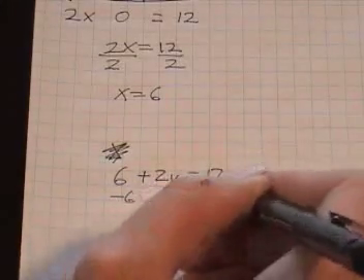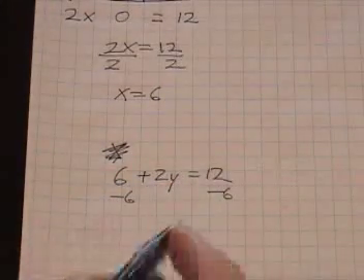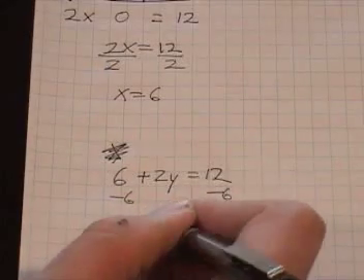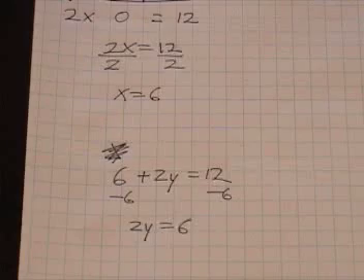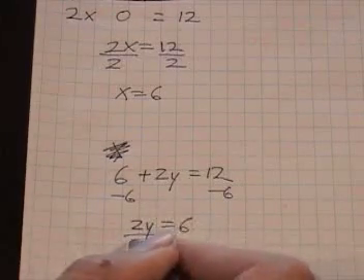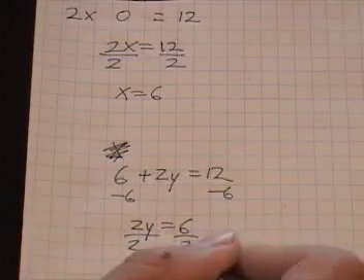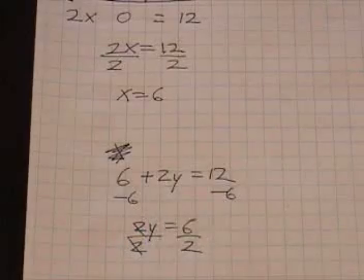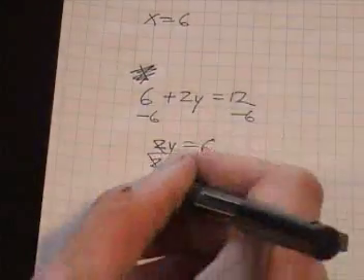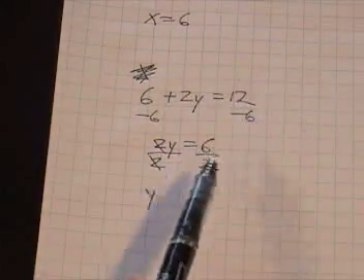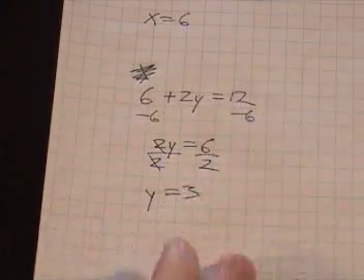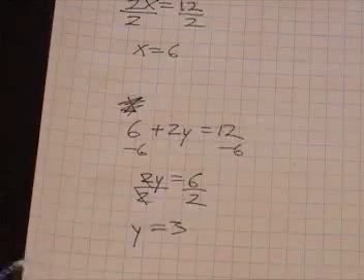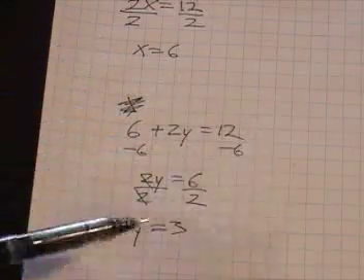Subtract 6 from both sides. We're going to be left with 2y on this side and then 6 on this side. Let's isolate the variable by dividing by 2. These cancel, and it becomes y. 6 divided by 2 is 3. y equals 3. So now we figured it out. We have x is equal to 6, y is 3.